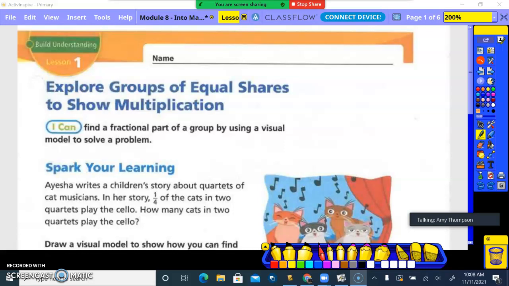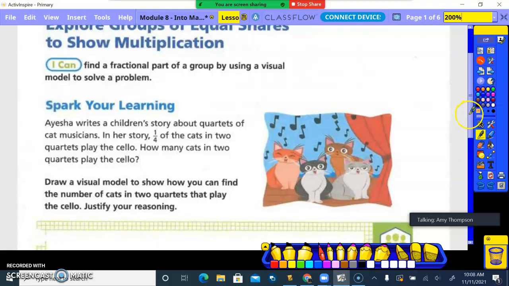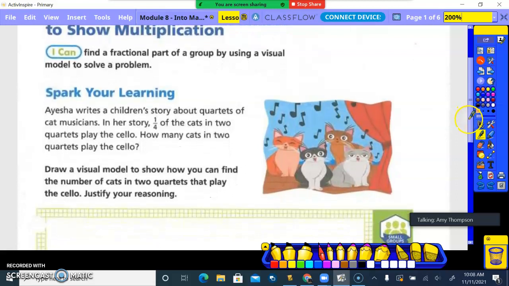Fifth grade math lesson 8.1. Explore groups of equal shares to show multiplication. I can find a fractional part of a group by using a visual model to solve a problem.